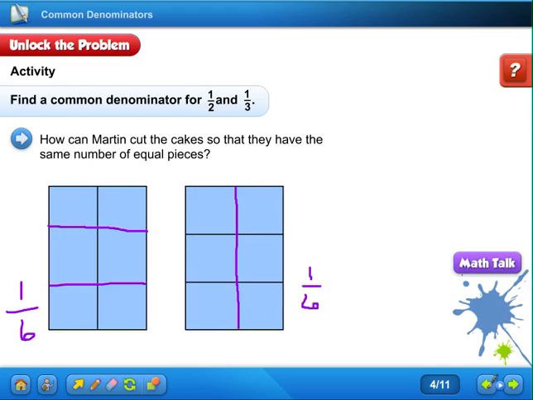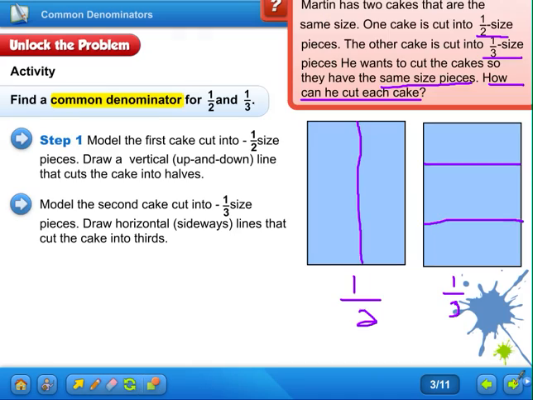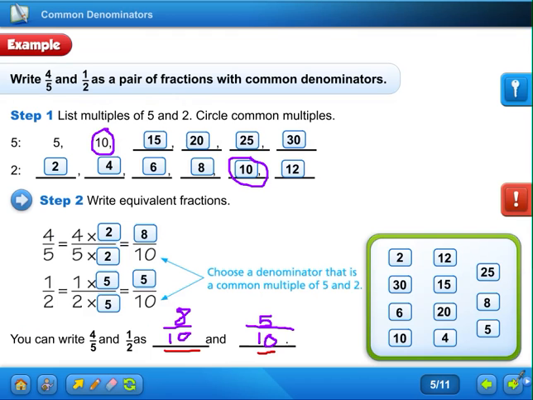So that answers your question that we had at the beginning. How can you write a pair of fractions as fractions with common denominators? Well, how we did that was we either drew a picture or we listed out the multiples and found what they have in common, and then we made the equivalent fractions.